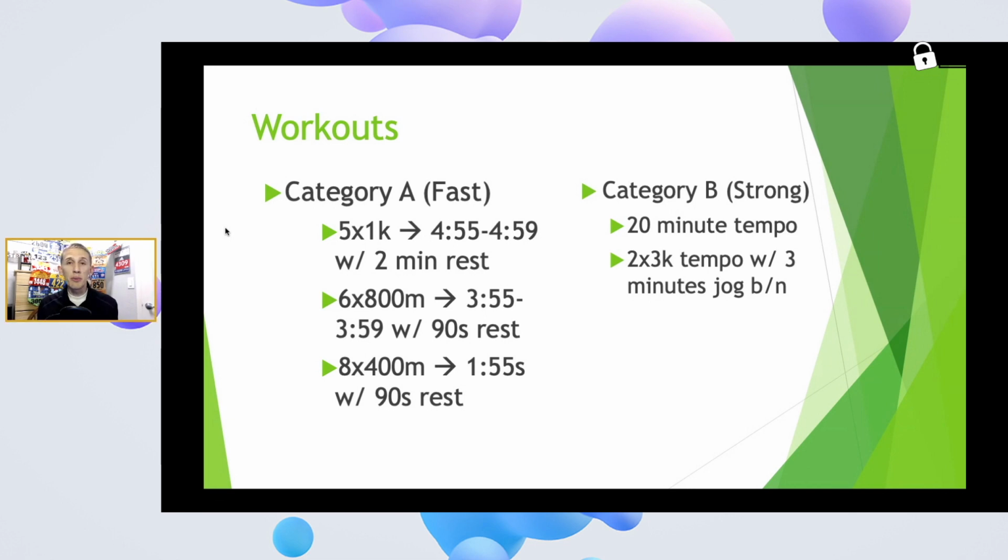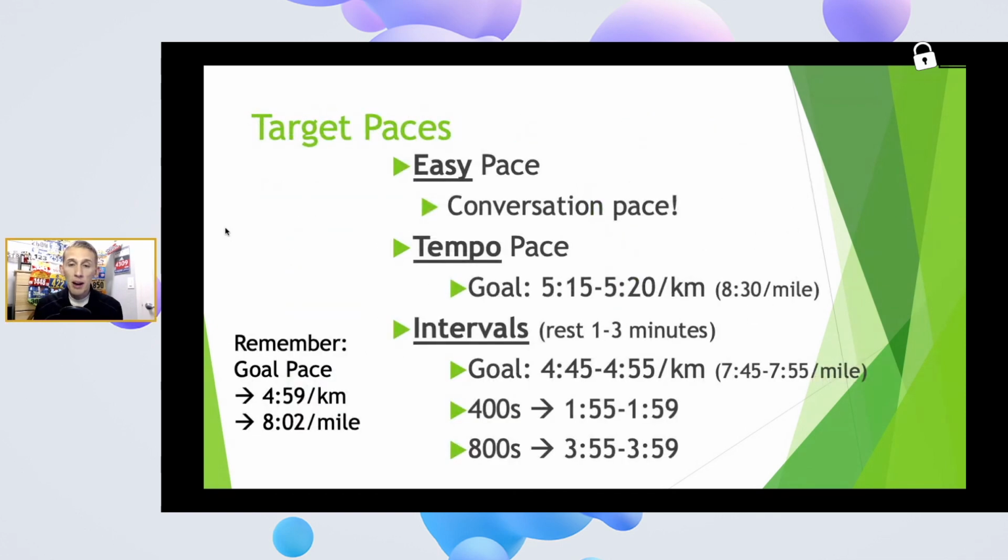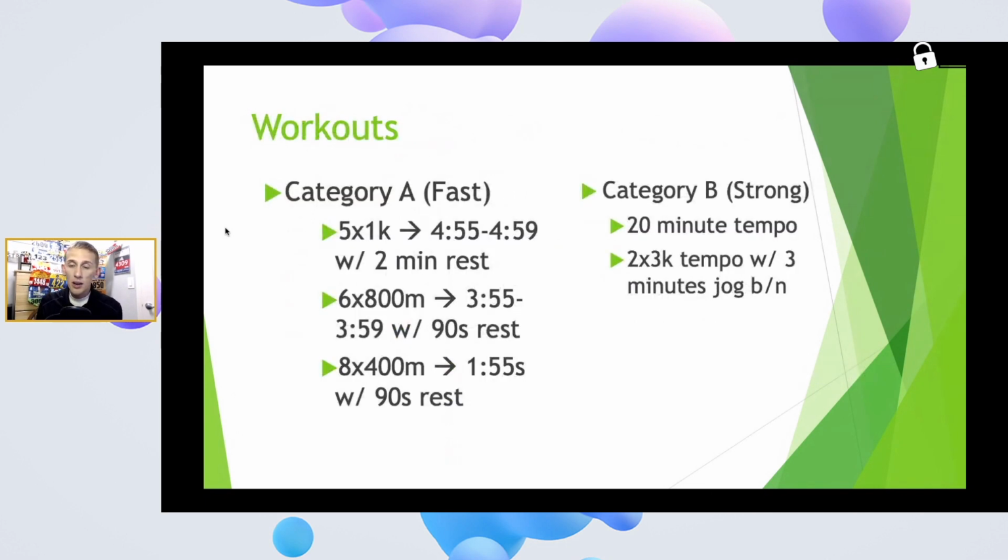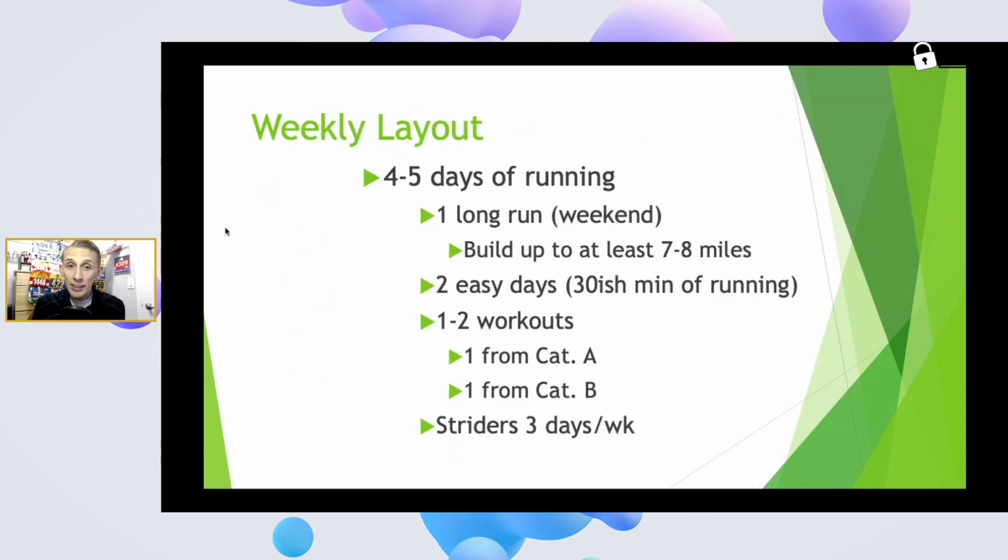So you may do something like a 1 mile warm-up or a 2 or 3 kilometer warm-up, and then hop into 20 minutes at tempo pace. Remember, we said that tempo pace is about 5:15 to 5:20 per kilometer, or about 8:30 miles. Another workout you can do is 2 by 3K at that tempo pace with about 3 minutes jog in between those 3Ks. So let's talk about weekly layouts.